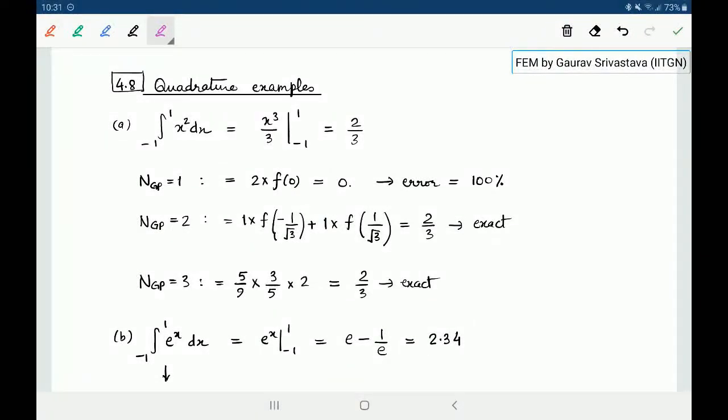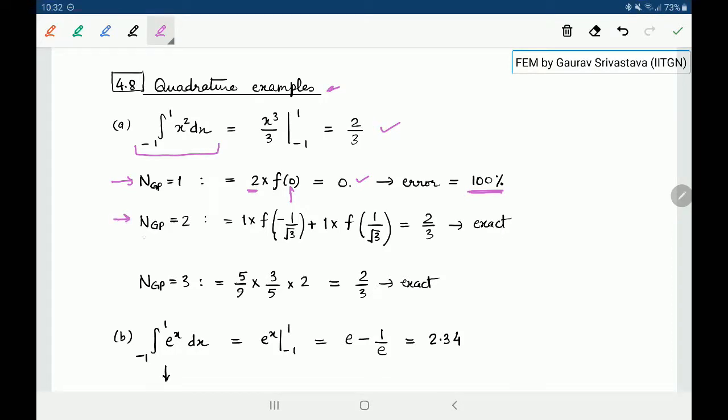Just to make you more comfortable with Gauss quadrature, let us do some quadrature examples. Let us say we have to integrate minus 1 to 1 x squared dx. The exact integration will be 2 by 3. This you can work out. Now if you have to use one Gauss point, remember that the abscissa is at 0 and the weight is 2. So the value comes out to be 0 and the error in this case is 100%.